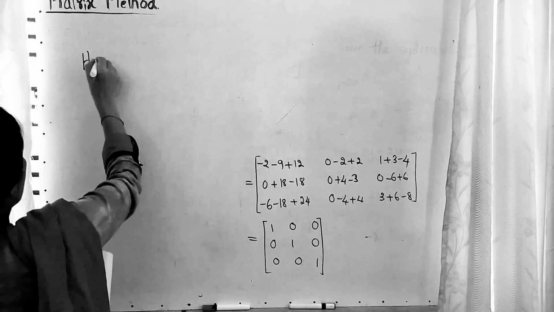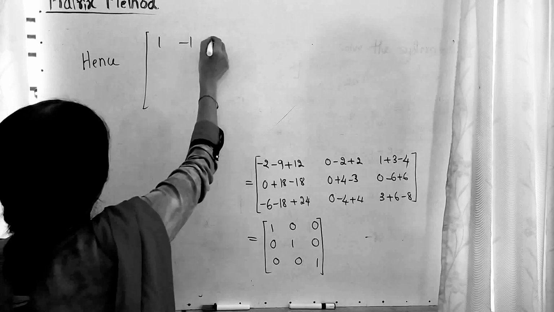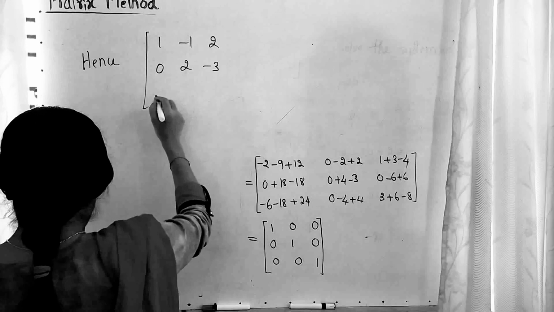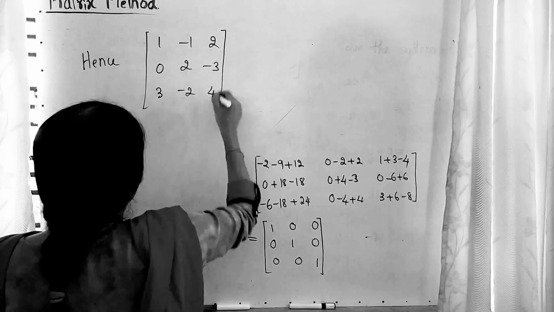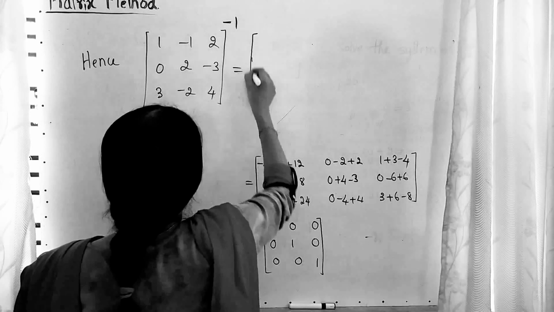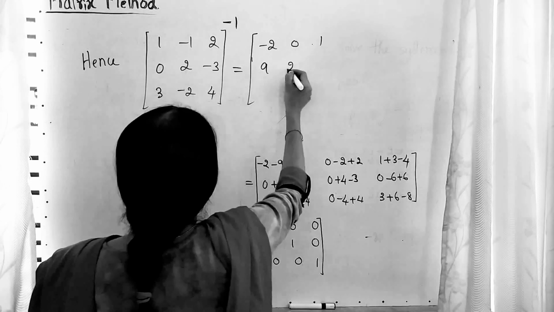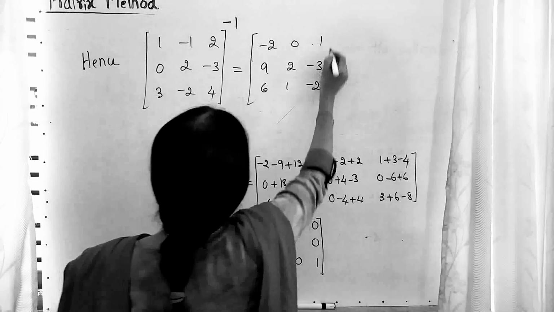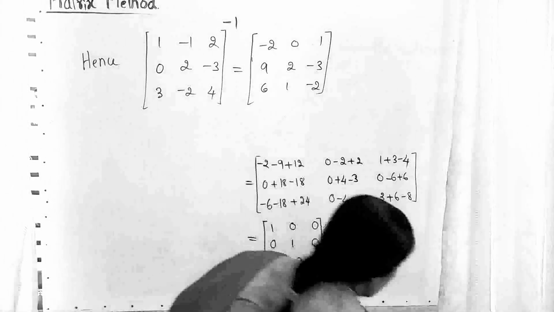Hence, the inverse of the first matrix, the coefficient matrix 1 minus 1, 2, 0, 2 minus 3, 3 minus 2, 4. Its inverse, not a transpose. Remember, its inverse is minus 2, 0, 1, 9, 2 minus 3, and 6, 1 minus 2. Understood? Why are we writing the inverse for this? Because this is a coefficient matrix.